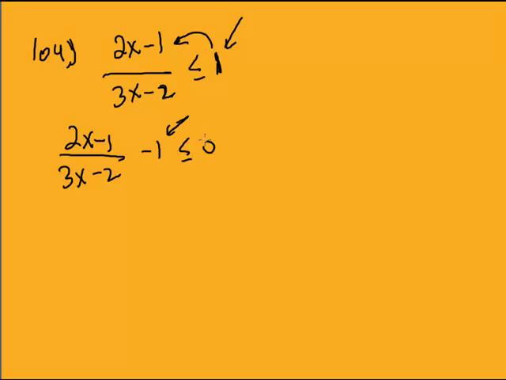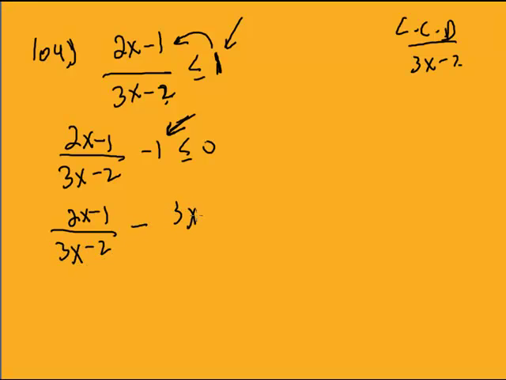Alright, I've got to find the lowest common denominator, my LCD. LCD is 3x minus 2. So I can write 1 as 3x minus 2 over 3x minus 2. So this is 2x minus 1, all over 3x minus 2, minus 3x minus 2 over 3x minus 2, because that's the same thing as 1, less than or equal to 0.